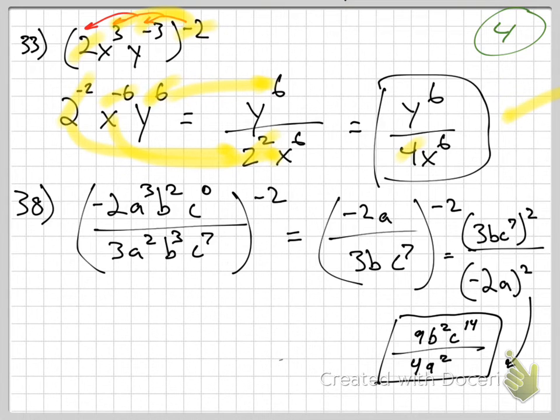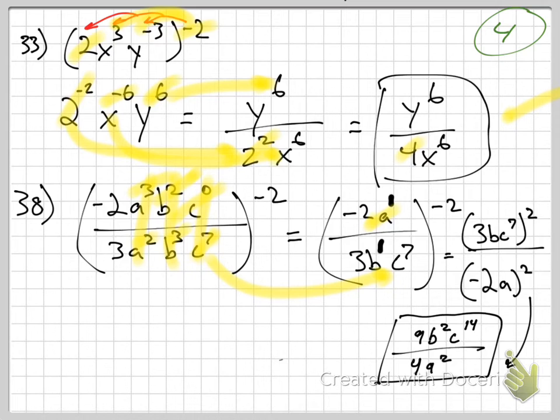So number 38, the most complicated one you might see for mastery. Always do parentheses first. So let's do this, this, and this. So 3 minus 2 is 1, right? And that's done. 2 minus 3 is negative 1, which means it's on the bottom. C to the 0 is 1, so it cancels. And we leave those c to the 7th. We leave that on the bottom.